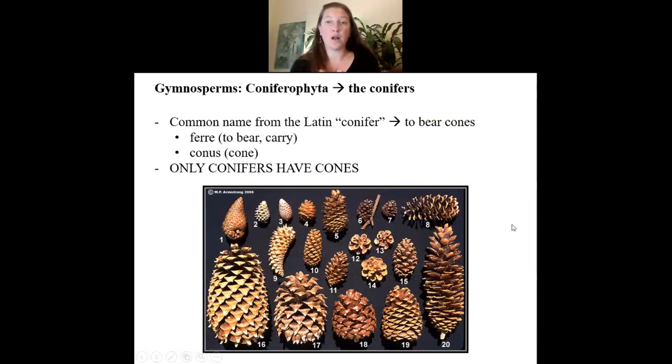The reason why conifers are called conifers is because they bear cones. That's what bear means: to bear or to carry, and conus refers to a cone. So the word conifer means a plant that bears cones. Only conifers have cones, right? Only conifers have cones.